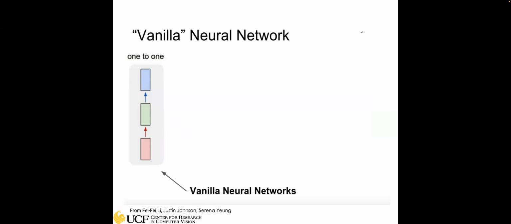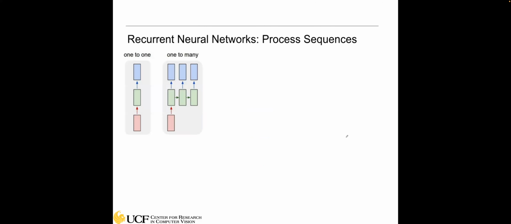So for a vanilla network, we can have this one-to-one mapping. We have one input, we generate one output. For example, we can use this network to do image classification. We have an input image, we generate the output label cat. One-to-one mapping. But for the recurrent neural network, because it is capable of processing sequences, we can have different types of input and different types of output.